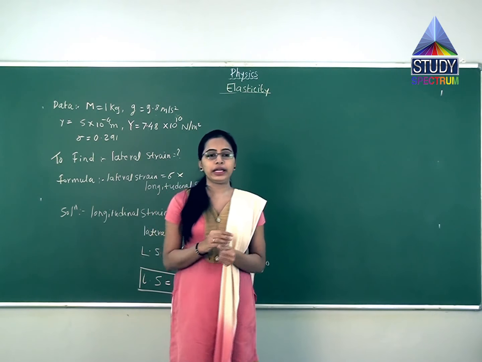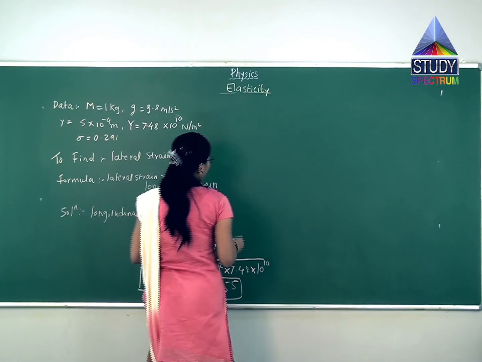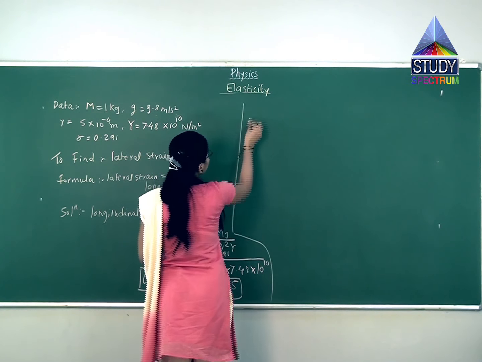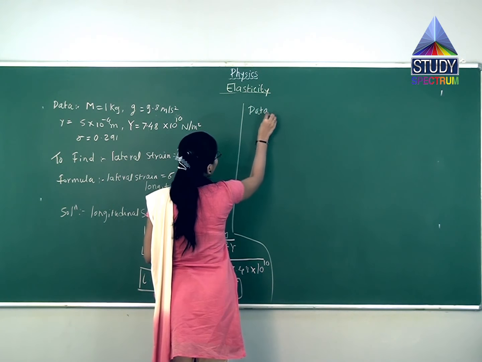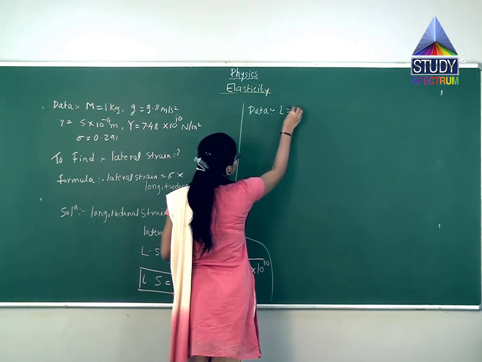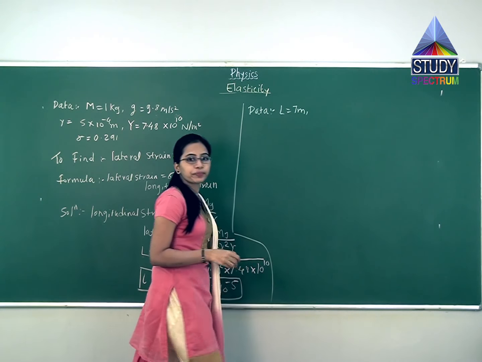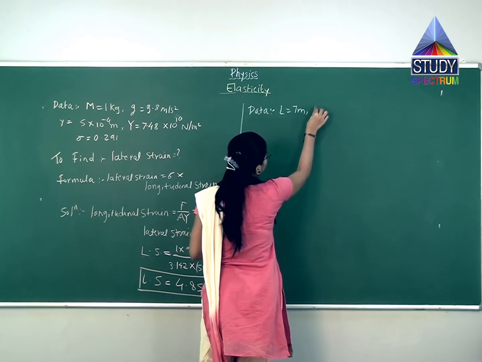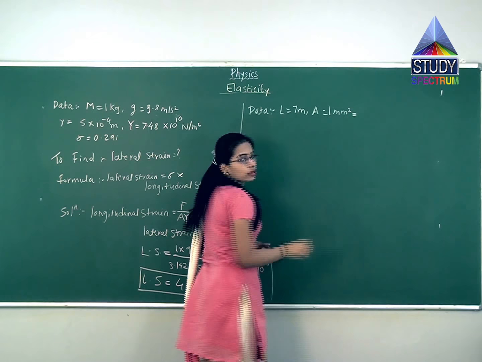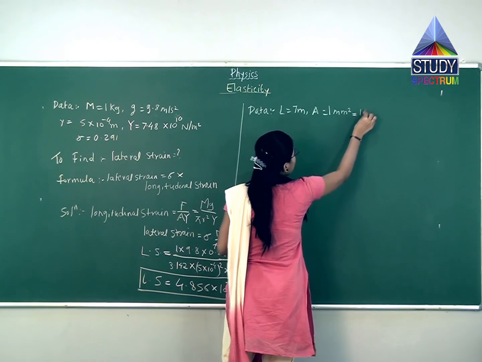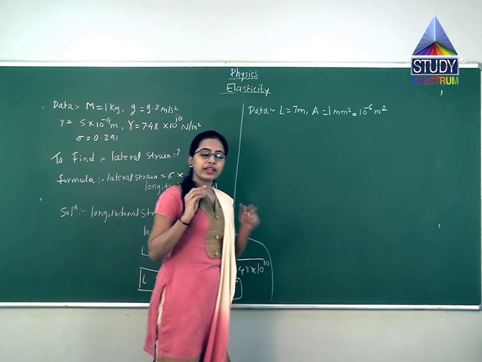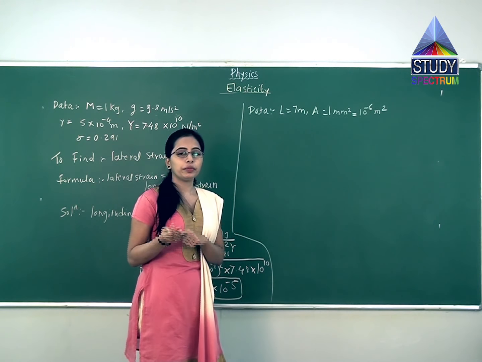Now let us write down the data first. Length of the wire is 7 meter. Area is given, 1 millimeter square. So that will be 10 raised to minus 6 meter square. Means we converted it from millimeter to meter.